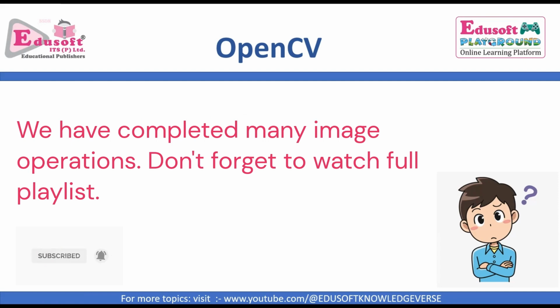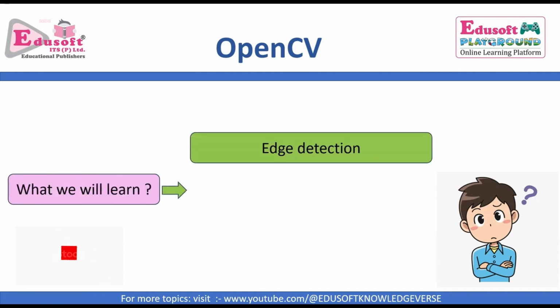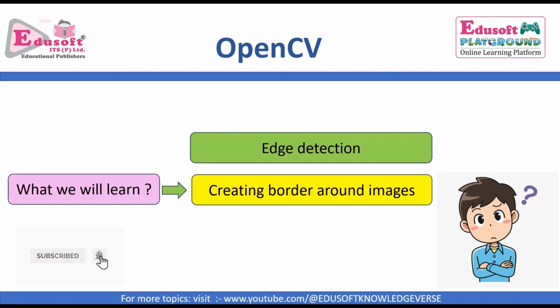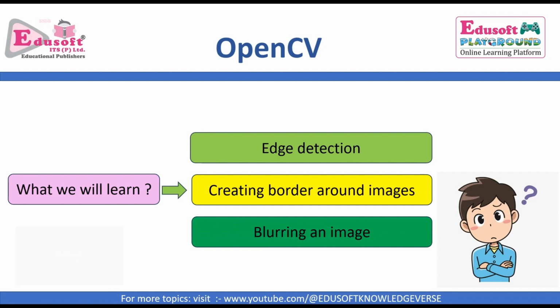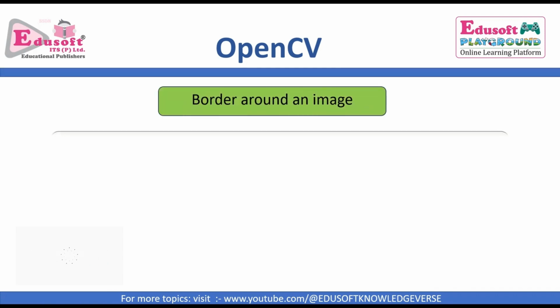We have already completed some image operations like copy, paste, and rotating an image. In this session, we are going to see how we can detect image edges, create a border around an image, and blur an image. Coming to the first one, that is border around an image.